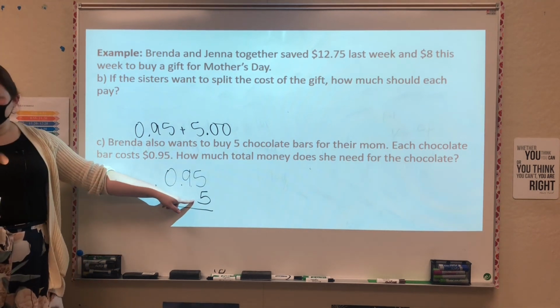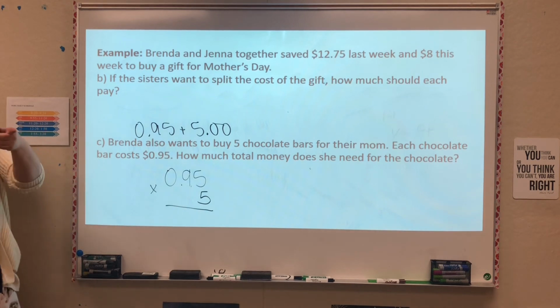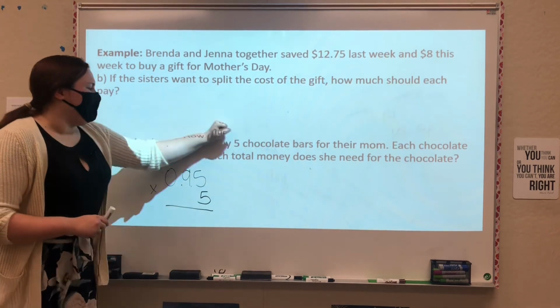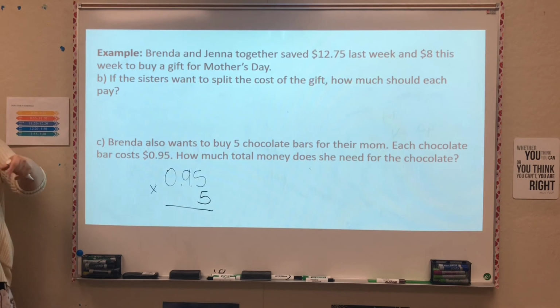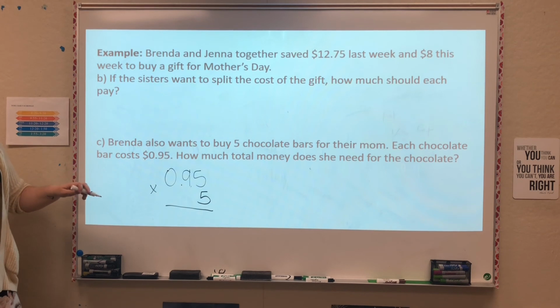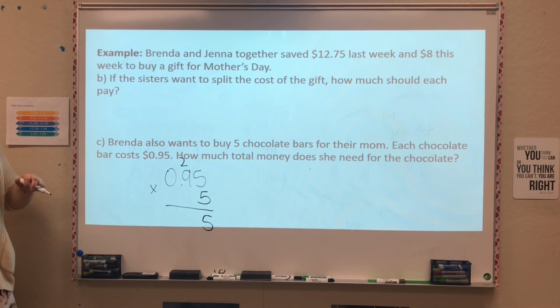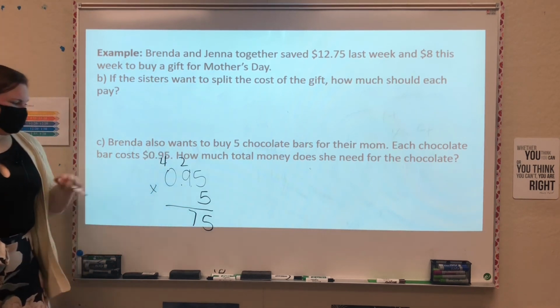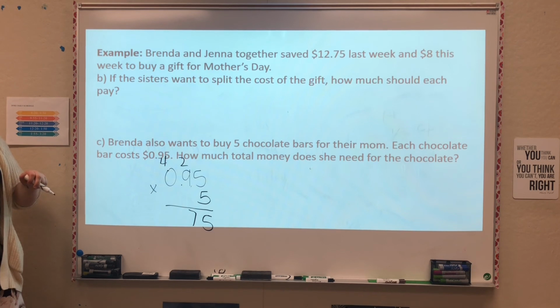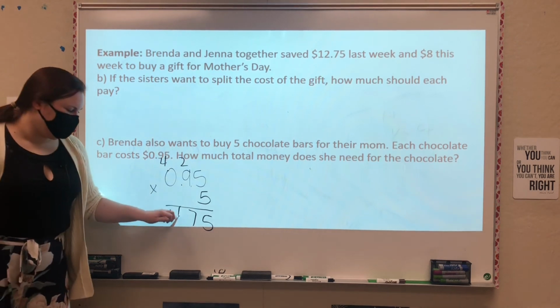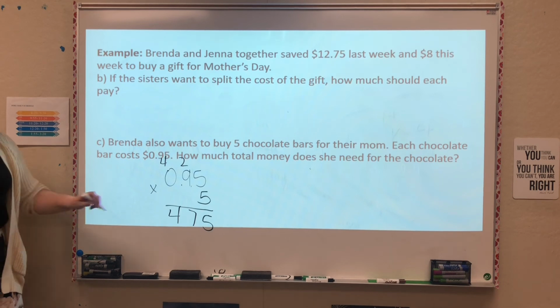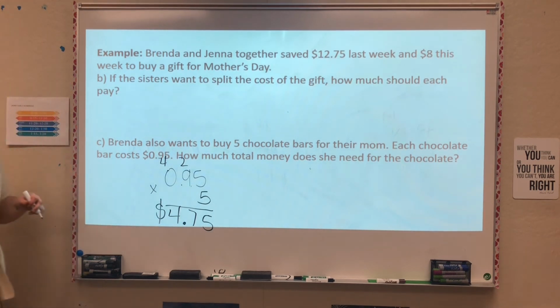Notice for this multiplication problem, you didn't tell me to do that. You said we don't have to do that. You just so badly want to give me the answer. When we multiply this, tell me what you got. Well, 5 times 5 is 25, with the 2 it's 45, so that's going to be 47. 0 times 5 would be 0, that would be 4. Dot, $4.75. So how much total money does she need? $4.75.